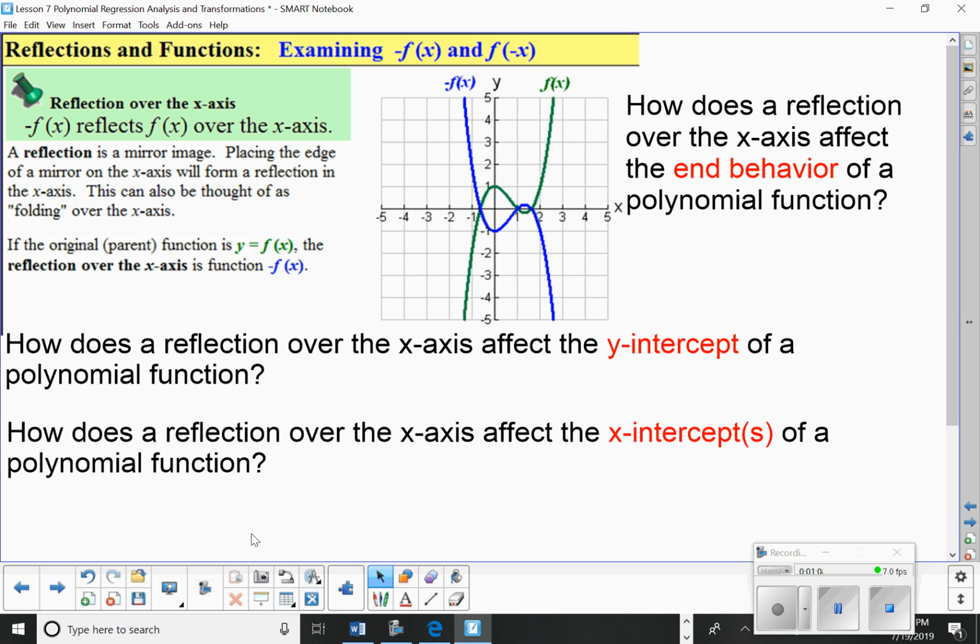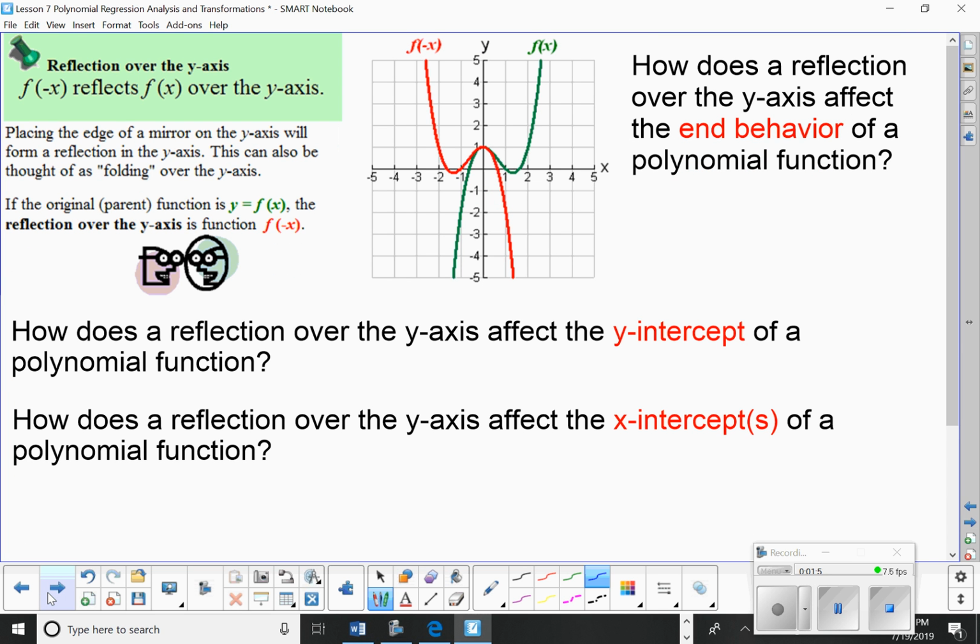Now, the negative on the outside reflects it over the x-axis. How does a reflection over the x-axis affect the y-intercept? Well, if it was above, it's below. If it's below, it's above. Notice here, if your y-intercept was 1, when you reflect it over the x-axis, it becomes -1. The x-intercept doesn't change.